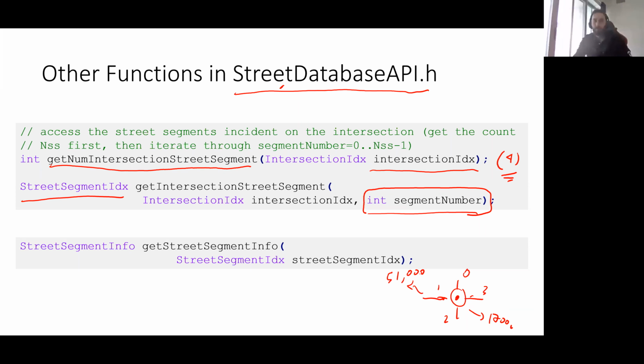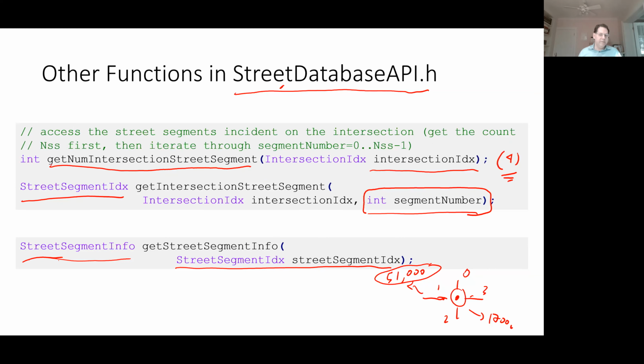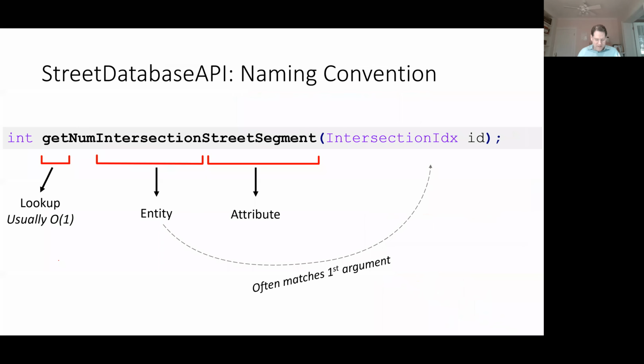Once we have the ID of some street segment, we can also ask for more information about it. We can say, give me the street segment info structure for that ID. I found that I have street segment number 51,000 connecting to this intersection, so go get this data structure. That's the data structure I just showed you. It has a bunch of subfields, and now I can look at all sorts of information on that. There are lots of different parameters here. Don't worry if this seems a bit much. You're going to get used to it as you code with it.